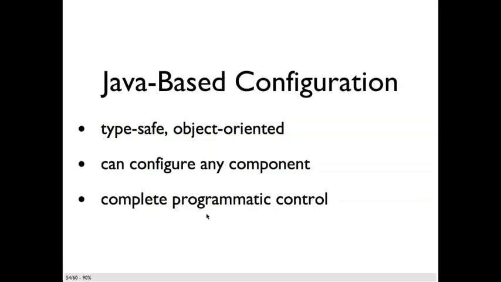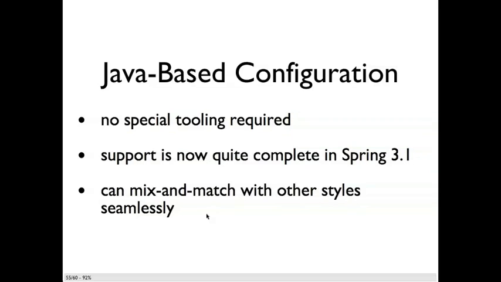You can configure anything, third-party code, your code, you can do it all inside of a Bean method. And again, you have full control. There's no tooling required other than your IDE because it's just Java. And the support is very complete as of Spring 3.1. Those @Enable annotations do a good job of matching most of the existing functionality in Spring XML namespaces. So you can really do just about everything, pure Java, if you like. And very importantly, you can mix and match this style with the other styles.